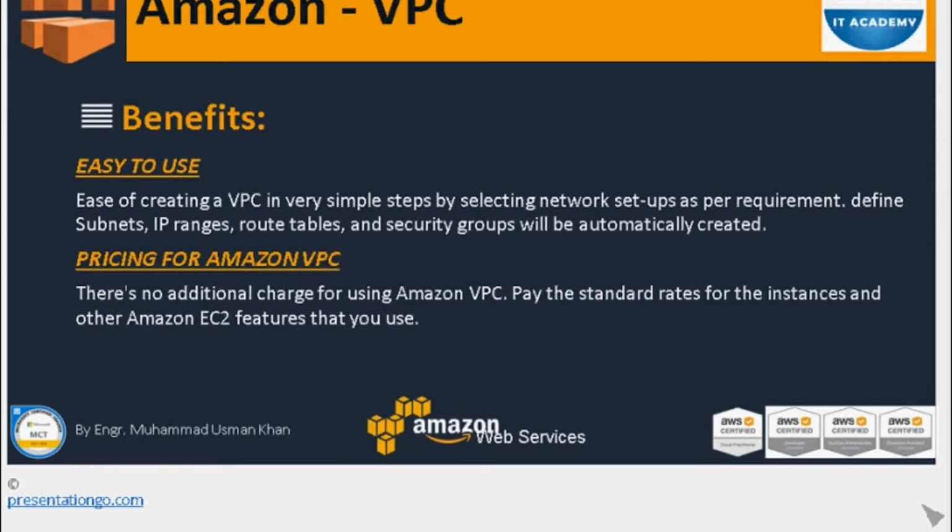So what's the benefit of using the Amazon Virtual Private Cloud? The first benefit is that it's easy to use. It's easy to create a VPC. It's a very simple step. You just need to create a CIDR block, add a route, and create a subnet, internet gateway, and so on.